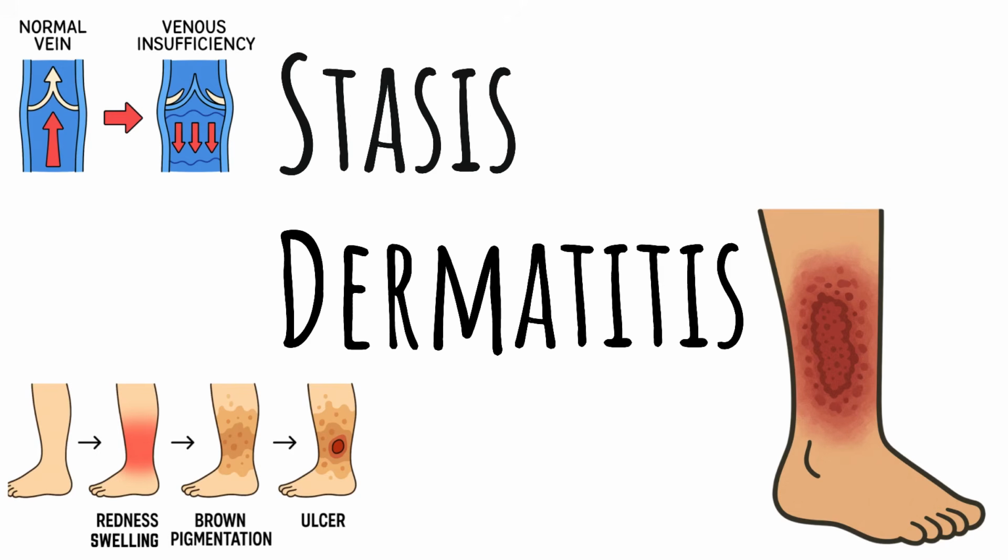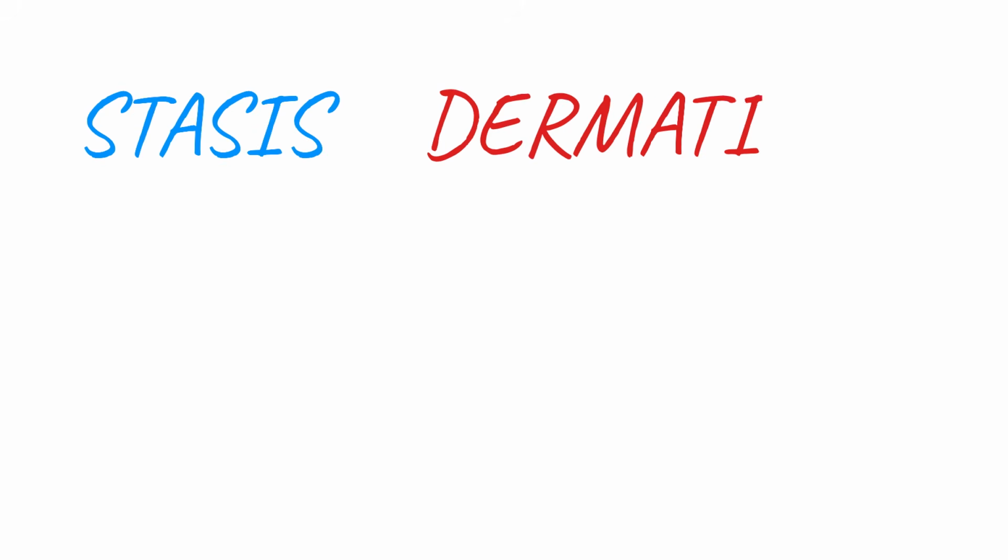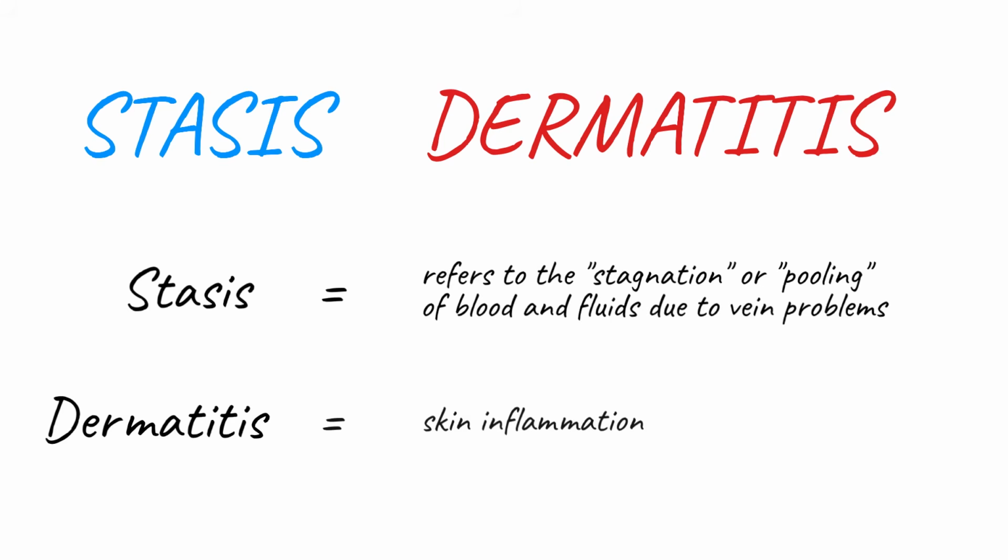Let's get started. The term stasis refers to stagnation or pooling of blood and fluid due to vein problems. Dermatitis means inflammation of the skin. Put together, stasis dermatitis literally means inflammation of the skin caused by poor circulation.